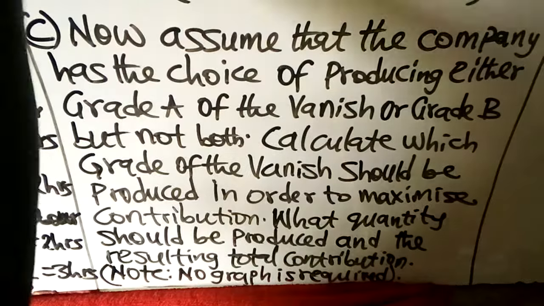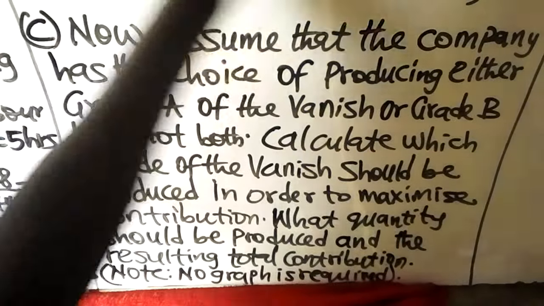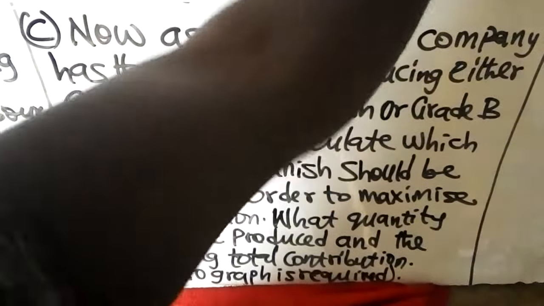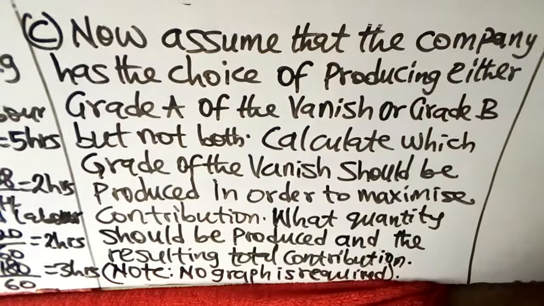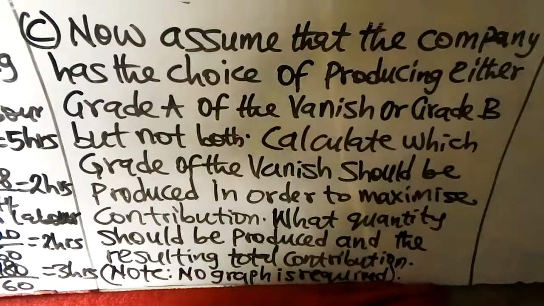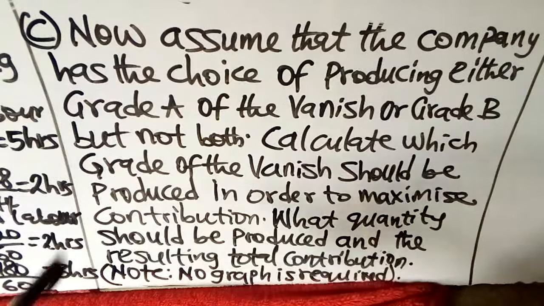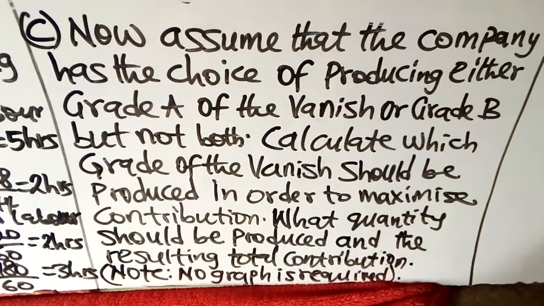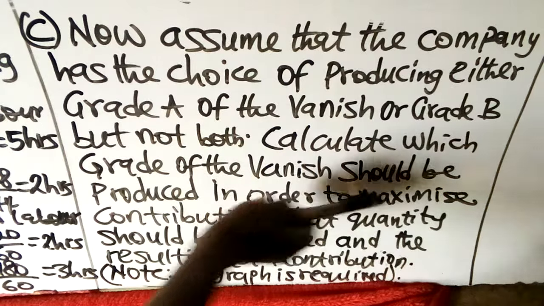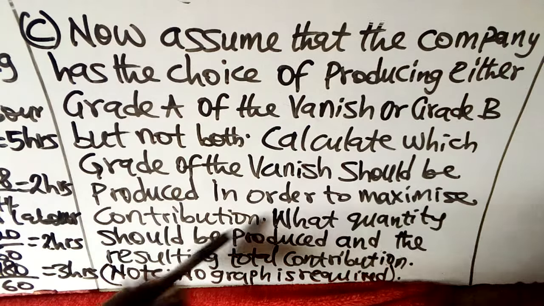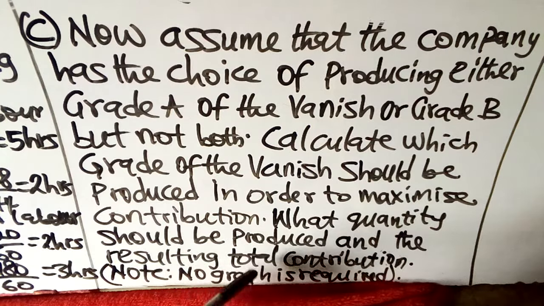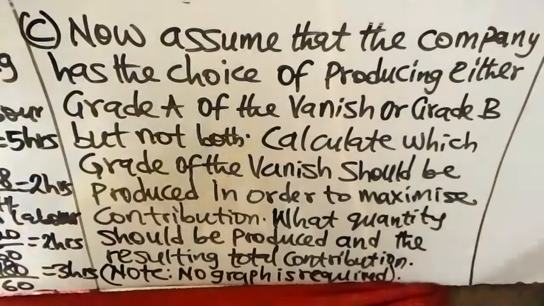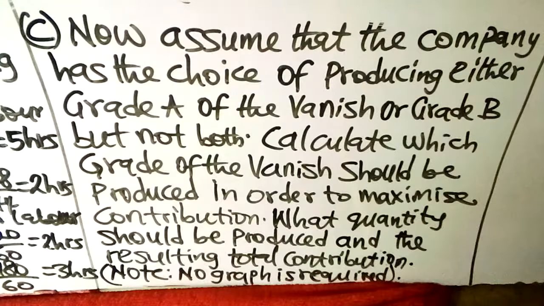Now, assume that the company has the choice of producing either grade A of the varnish or grade B, but not both. Calculate which grade of the varnish should be produced in order to maximize the contribution. What quantity should be produced and the resulting total contribution? So that is requirement C.